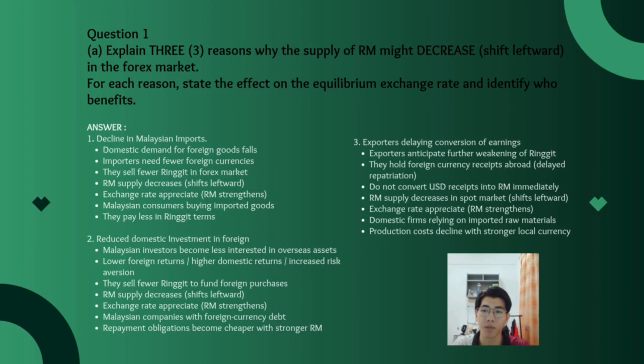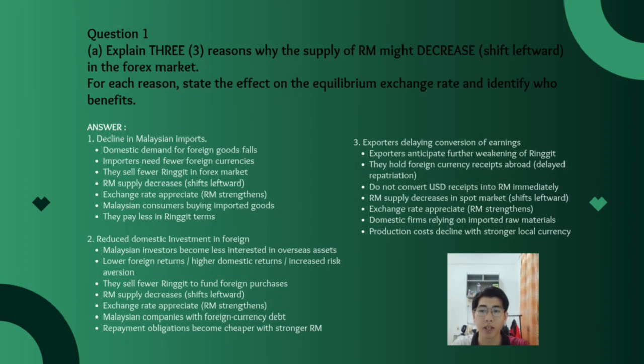Question 1. A. Explain 3 reasons why the supply of RM might decrease, shift leftward in the foreign exchange market. For each reason, state the effect on the equilibrium exchange rate and identify who benefits.